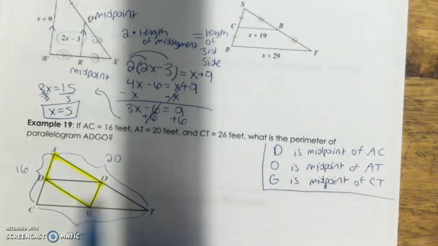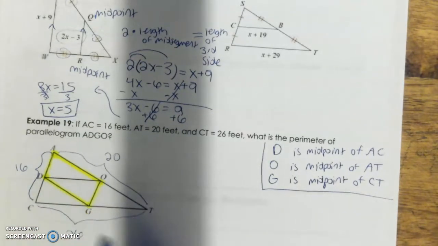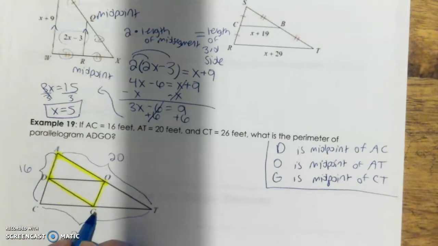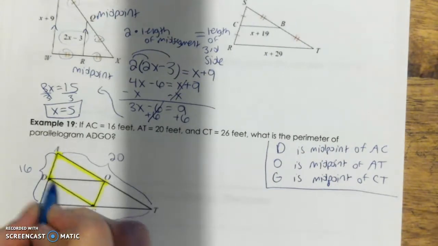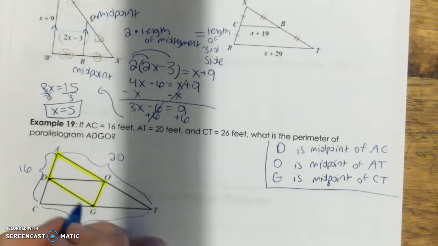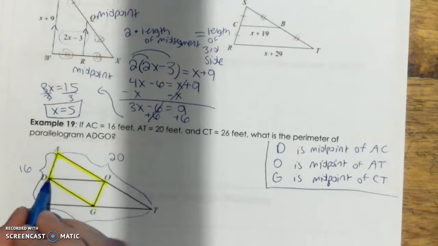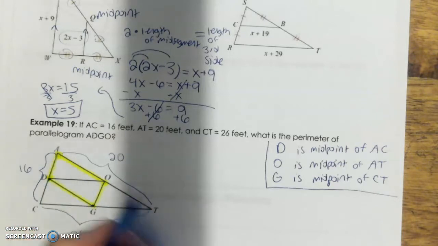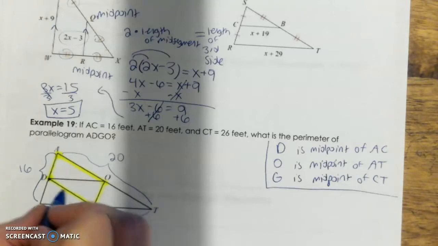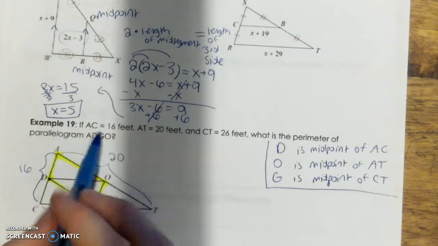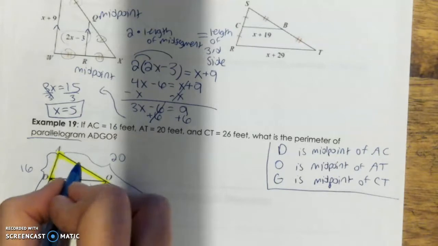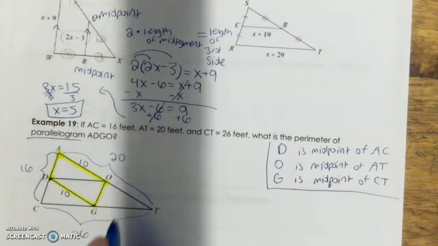All right, so if I know I've got midpoints, then I've also got mid-segments, right? Because the lines connect the midpoints. So looking at this, it would be helpful to know DG, right? So it's a line that connects midpoints so that I know it's parallel to the third side and half the length. So looking at DG, it must be half the length of AT, right? So this must be 10. And if I know it's a parallelogram, the opposite side is 10 as well.